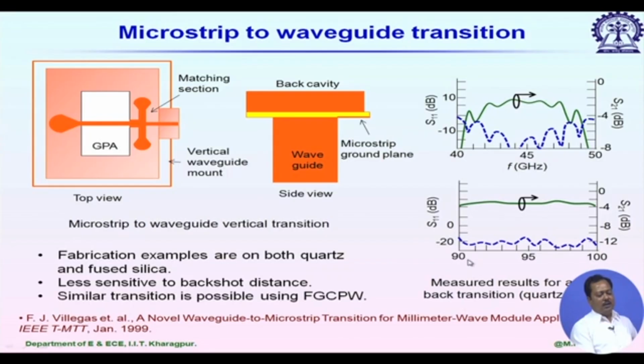And the next measured example is on quartz substrate for the PCB. It is from 90 to 100 gigahertz, and over this band loss is below 4 dB for these two transitions. So, similar transitions are also possible using finite ground CPW line.